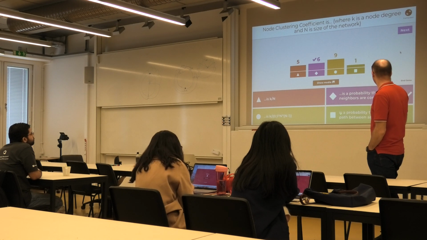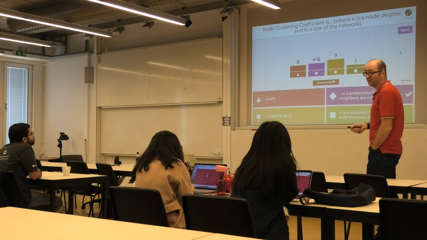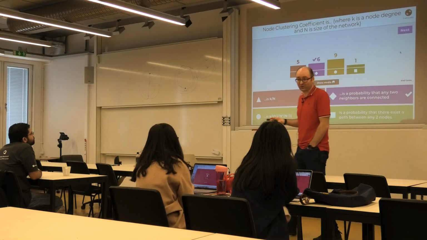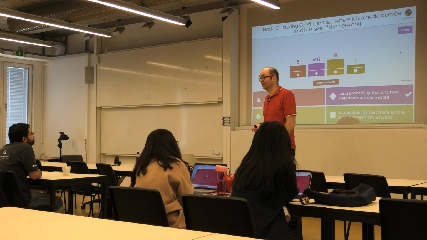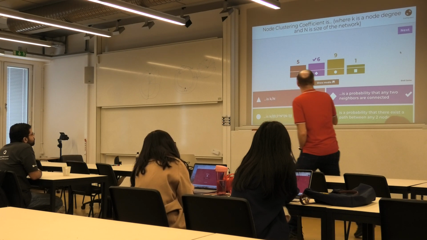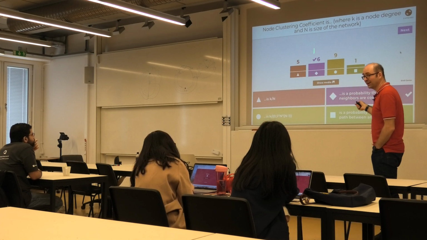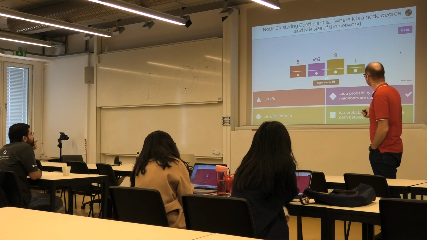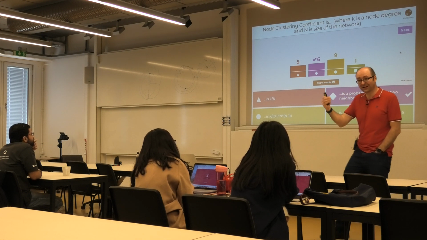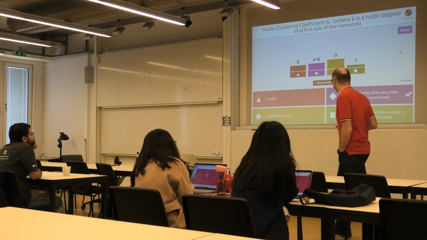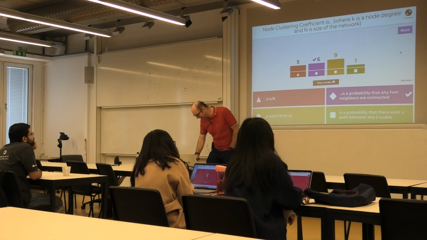And then there is another one, a probability that there exists a path between any 2 nodes. That's basically saying that there is a connected component, but nothing to do with the clustering coefficient. So I congratulate the 6 guys who did it right. The rest, please review your understanding of clustering coefficient. Let's continue.